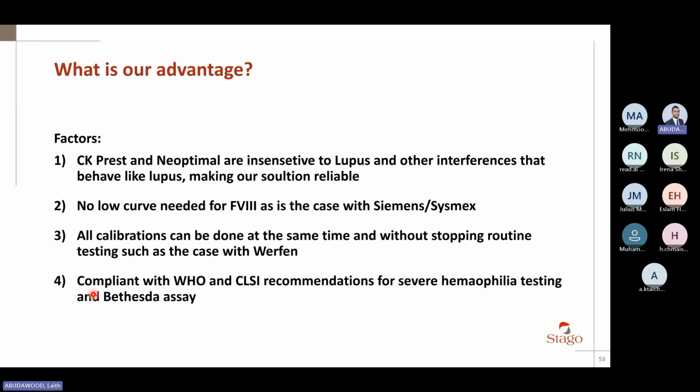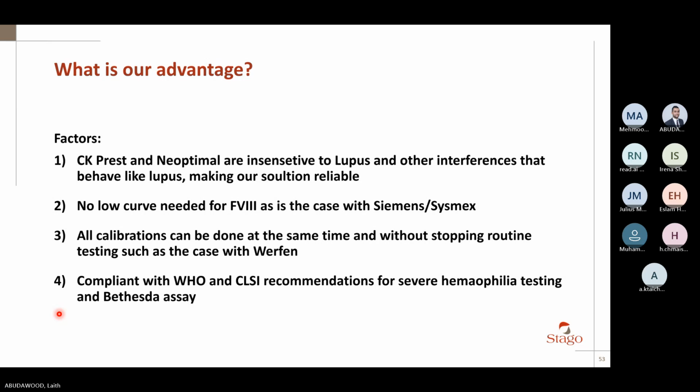Now, another advantage that we have is that all the calibrations can be done at the same time and quickly. This is one of the major issues that Werfen has. Sysmex has it, but to a lesser extent. For Werfen, for example, you have to calibrate factors one at a time, and you cannot do anything. You have to leave the analyzer for almost an hour, completely paralyzed, just doing calibrations for factors. So this is not ideal.